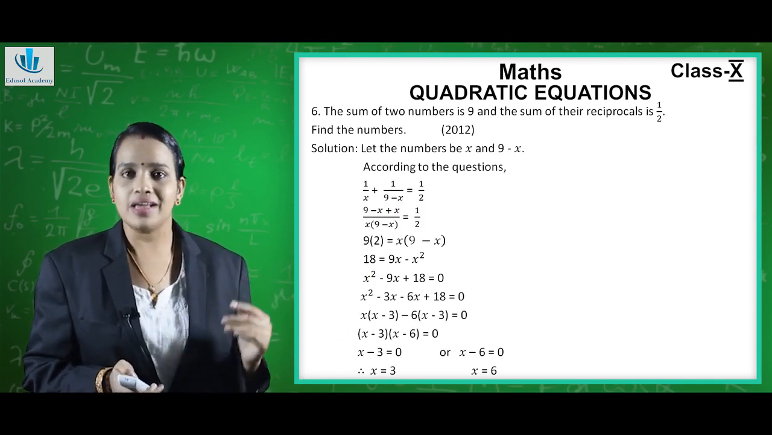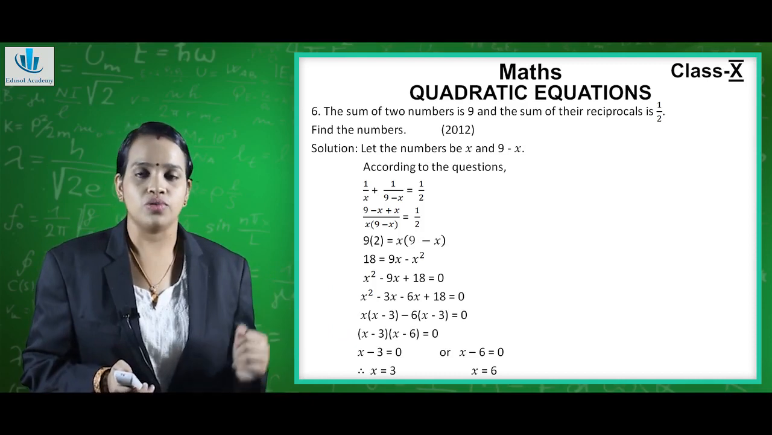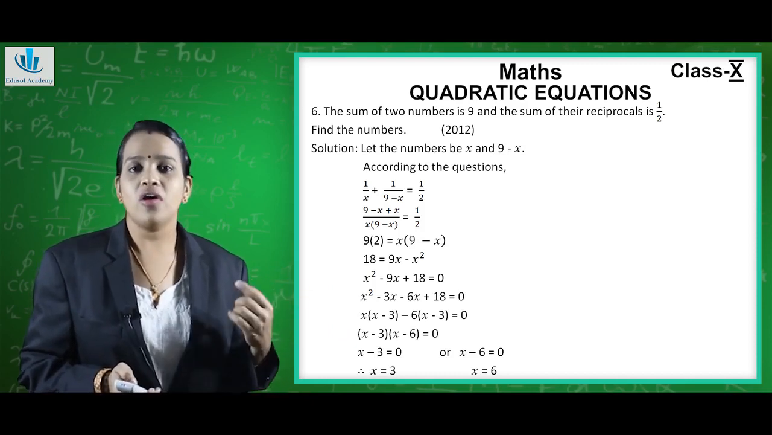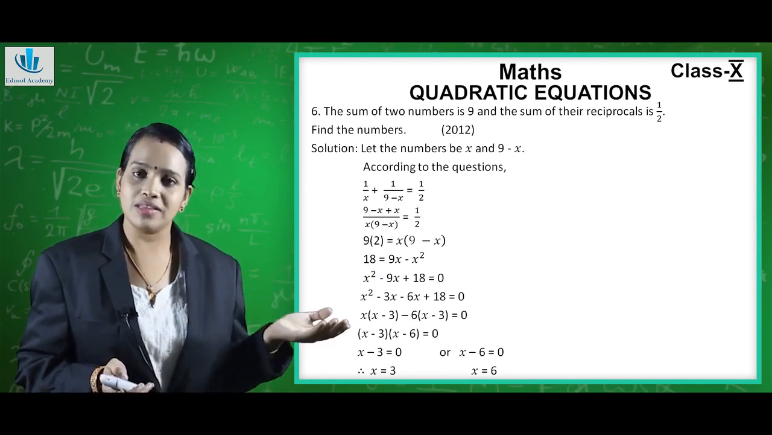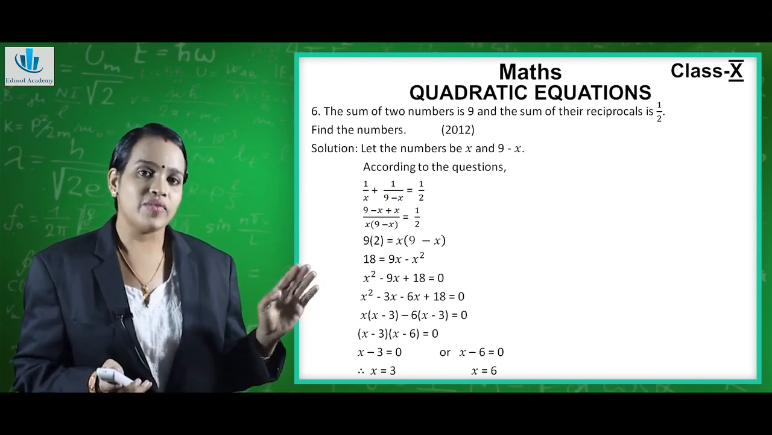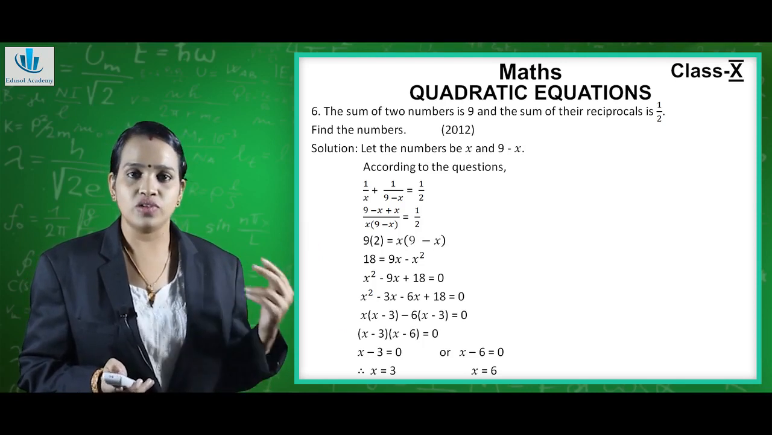So we can write it as x minus 3 into x minus 6 equal to 0. So we say that x minus 3 is equal to 0 or x minus 6 is equal to 0. So when we take minus 3 on the other side, it becomes plus 3. So x is equal to 3. And when we take minus 6 on the other side, it becomes plus 6. So x is equal to 6.